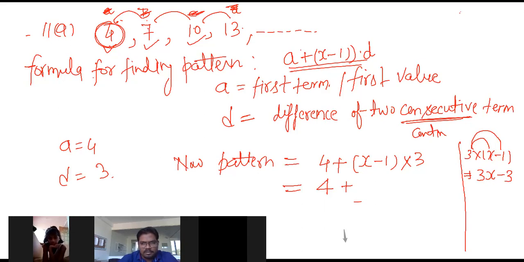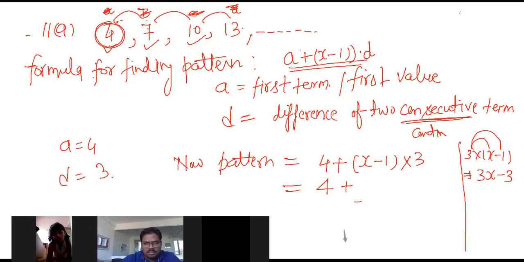Sir, the value of x is a distinct value, no? No. The value x is a variable. X is an unknown variable. You don't know, I don't know either. Okay, x is any number. Nobody knows this value.